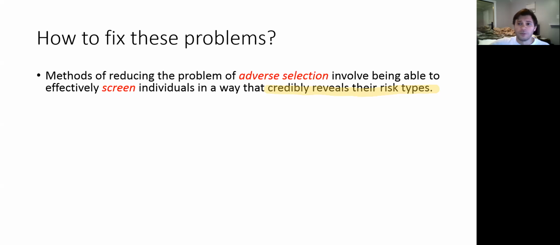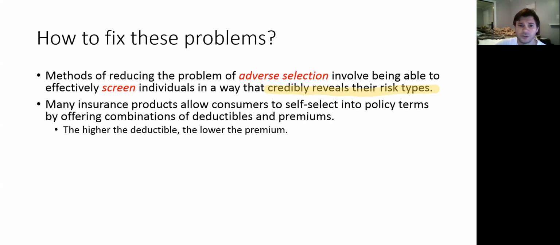And the problem with moral hazard is typically solved by monitoring individual behavior after that party has been shifted in a way where monitoring bad behavior can result in penalizing that bad behavior. A little bit of carrot and stick, some penalization, some punishment if bad behavior is observed. So I'll come back to the moral hazard case in a minute, but many insurance products allow consumers to self-select, which means the buyers choose themselves into the terms of the policy, by offering some combination of deductible and premium.